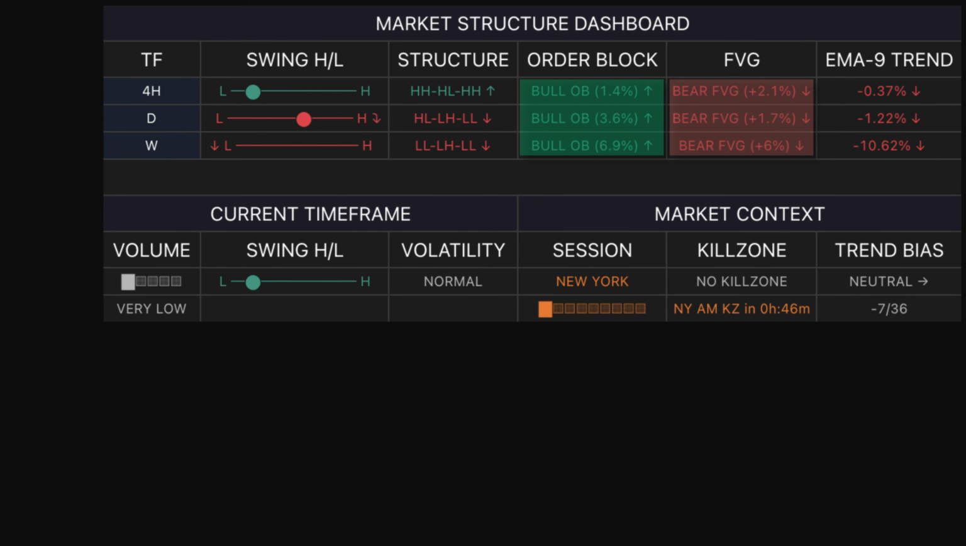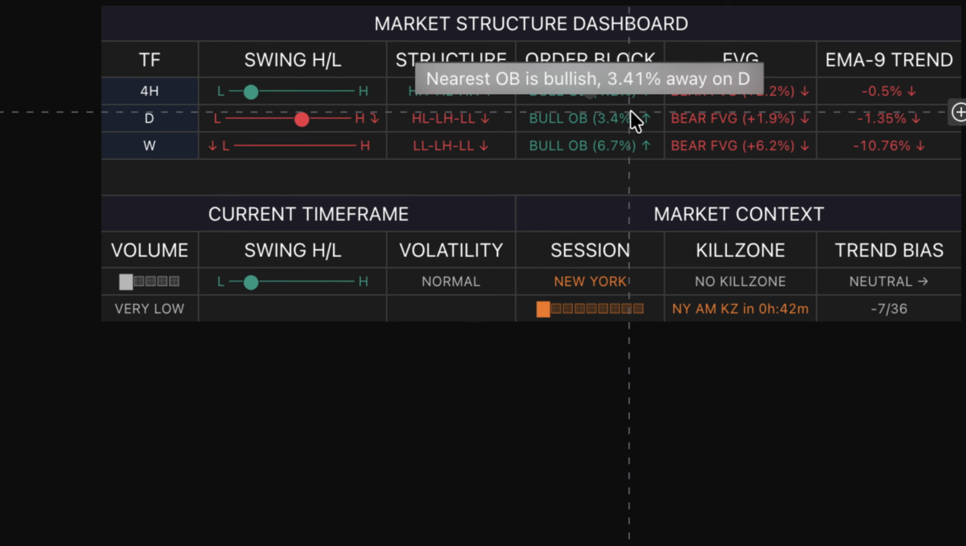Order blocks and fair value gaps are tracked for proximity. The dashboard tells you not just whether a zone exists, but whether price is currently inside it and how far away the nearest unmitigated zone is. That distance displays in percentage terms, raw price, or pips, making it functional across asset classes.